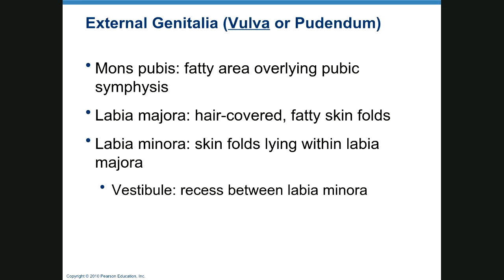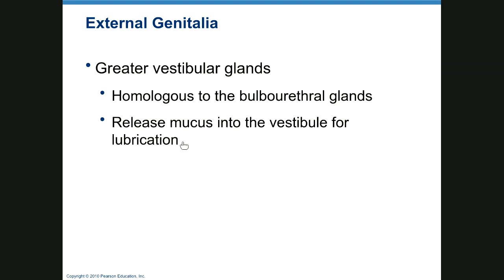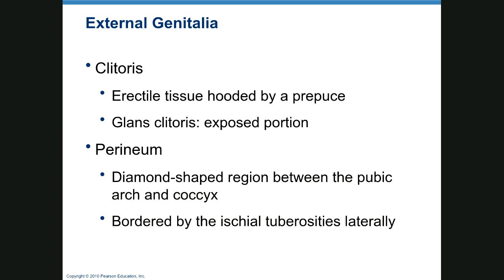Okay. And yeah, the mons, we talked about it. The mons and the labia majora have hair on them. The labia minora do not. And the vestibule is the recess between the labia minora, also known as the hole. Okay, the greater vestibular glands produce mucus. The clitoris has erectile tissue, works very much like a penis, and when stimulated, it becomes enlarged.